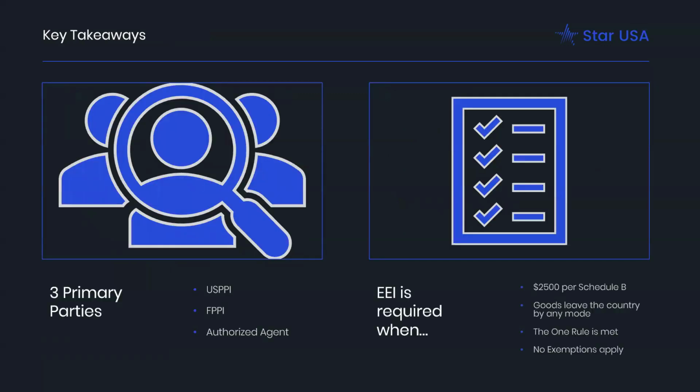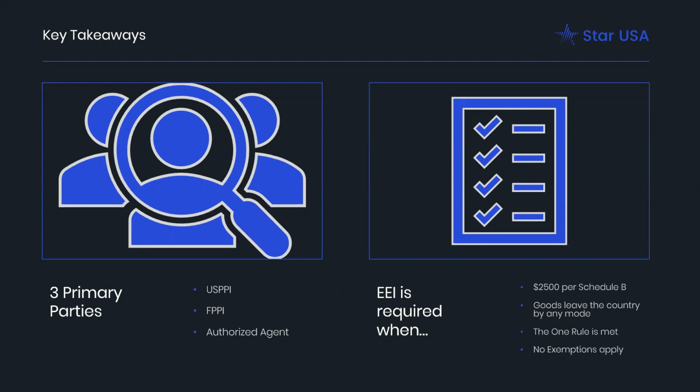Okay, so the key takeaways in this universe that I want you all to understand: there are 3 primary parties to every transaction as far as the foreign trade regulations are concerned. Those are your USPPI, your FPPI, and your authorized agent. Each one of them has responsibilities in an export transaction. Those responsibilities differ when we're talking about a routed or a non-routed transaction, which we'll get into in a moment, but those are the 3 parties that we'll be focusing on and the responsibilities that they have under the foreign trade regulations. There are many other parties to the export, but those parties do not have a responsibility under the FTR.